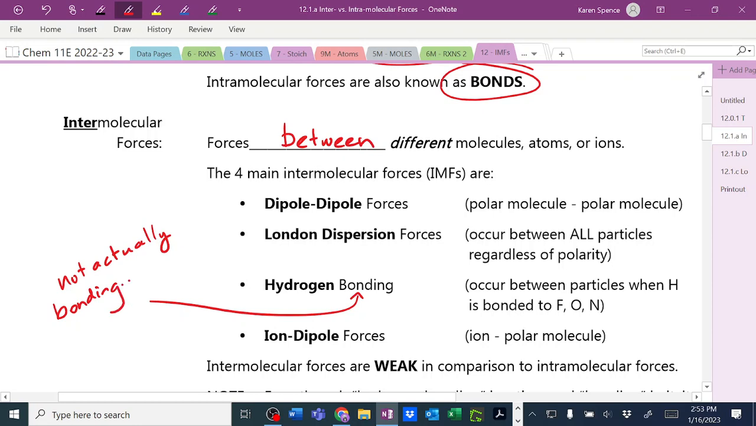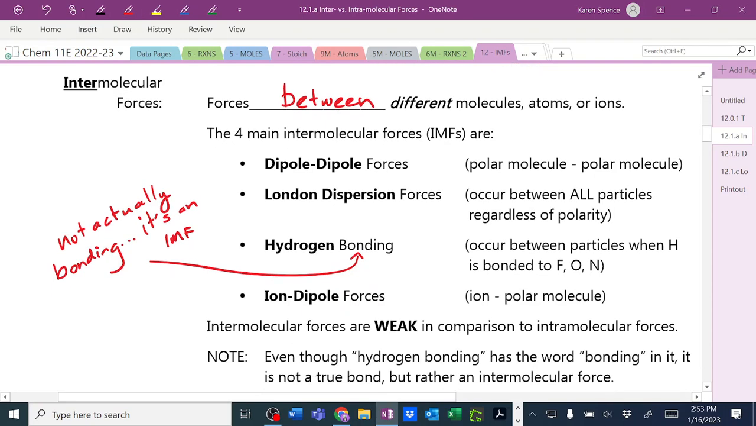It's not actually bonding, it's an IMF, an intermolecular force. Now, just because I've used the word intramolecular, don't think that those are IMFs. When we say IMFs, we always mean intermolecular. And quite frankly, I don't know why we call them intramolecular forces when we just call them bonding. Do you know what I mean? Like they're bonding forces.